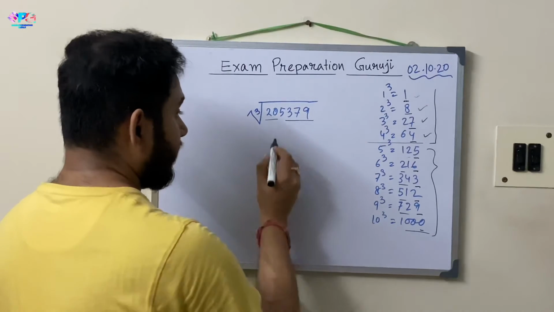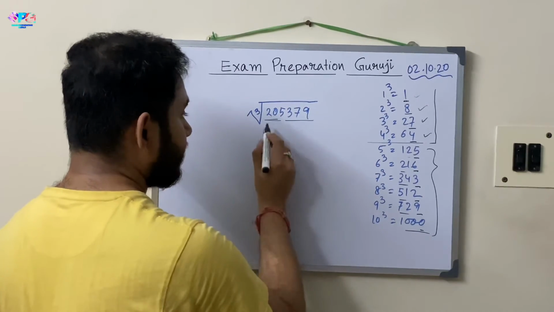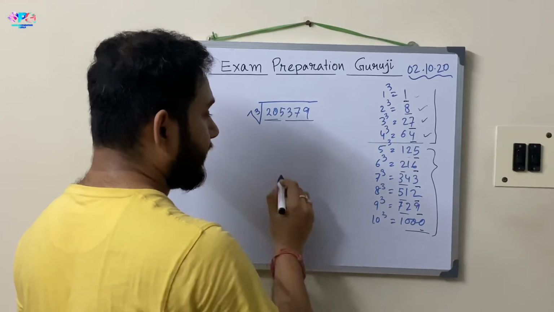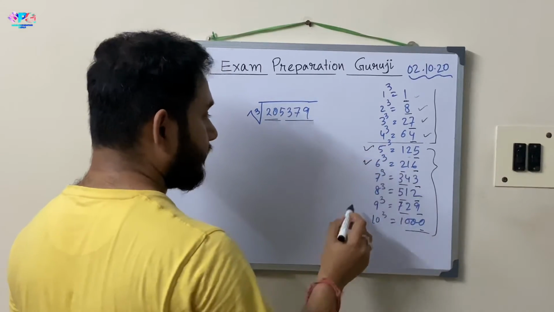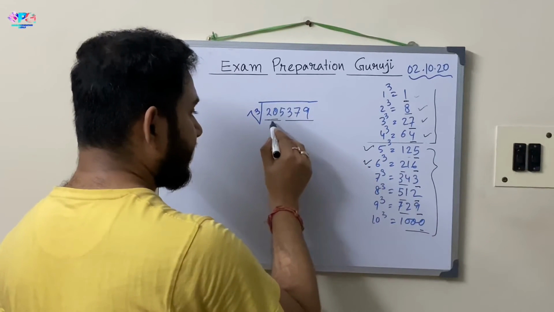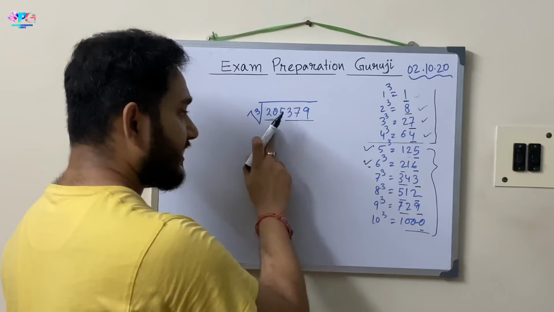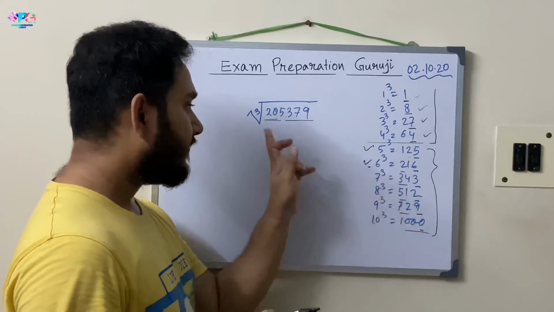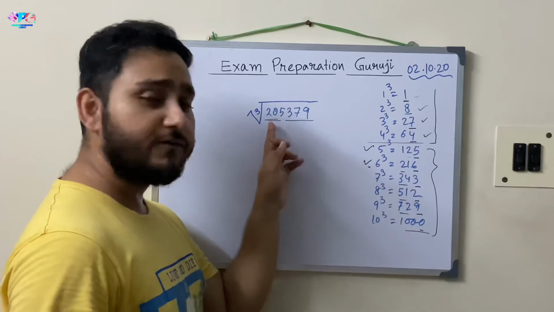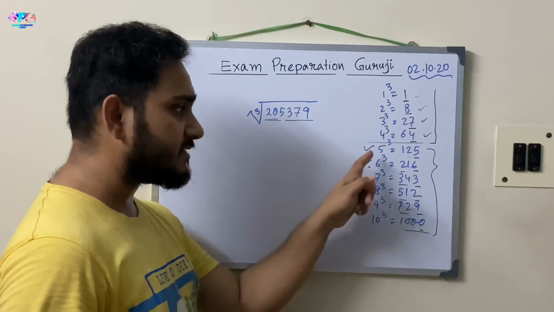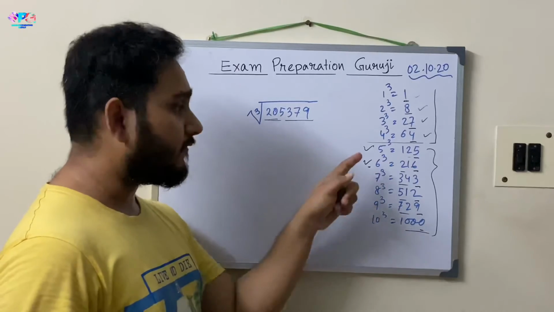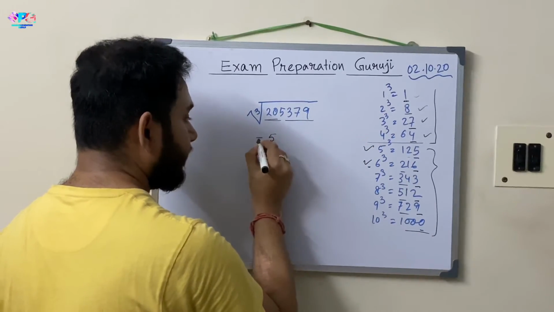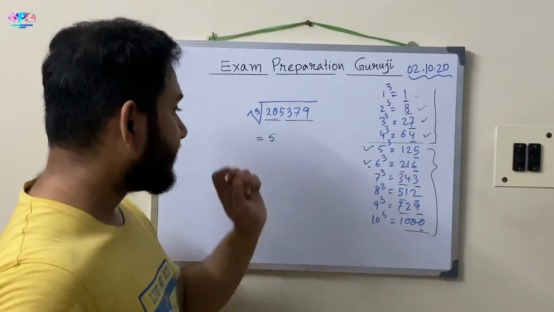Fine. In the first 3 digits, 205, we can see this number 205 is between 5 cube and 6 cube, but less than 6 cube. So it cannot be 6, because if it started with 6, this value would be above 216, correct? So since it is 205, it falls under 5. So the first digit would be 5. What is the next digit?